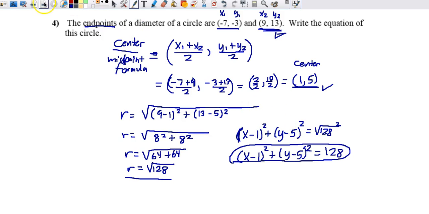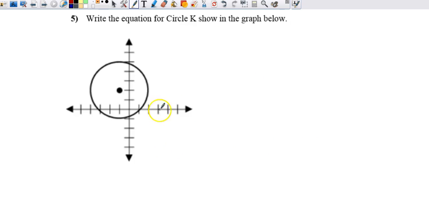Question 5. Write the equation of the circle K shown in the graph below. So it looks like the center here is at -1, and it's going to go up 2. So the center is -1, 2. And the radius, let's see, I got to go over 1, 2, 3. So my radius is 3.